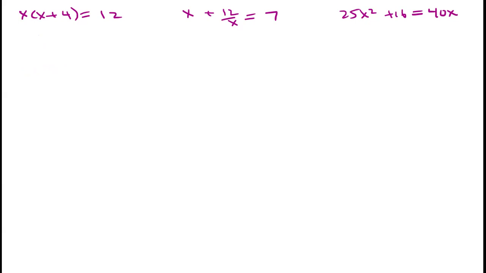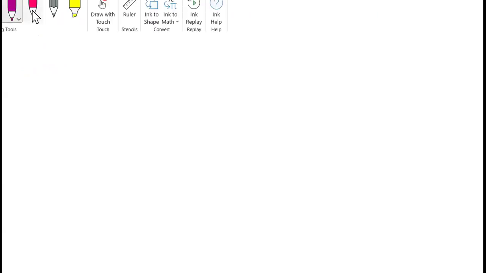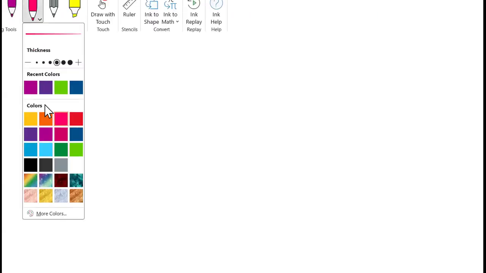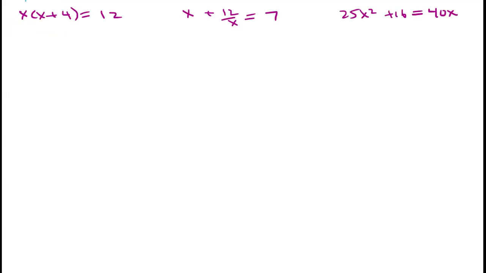All right. So what we need to do here is distribute that term. So x times x is x squared. This will give us 4x equals 12. And we have to have it in the form of ax squared plus bx plus c equals 0. So we have to take that 12 and move it to the left. So it'll be x squared plus 4x minus 12 equals 0.